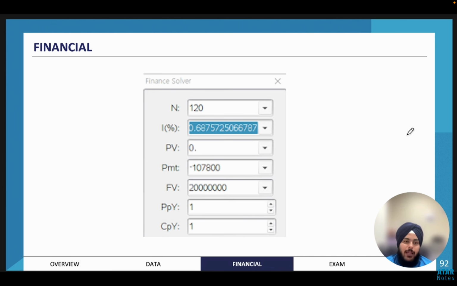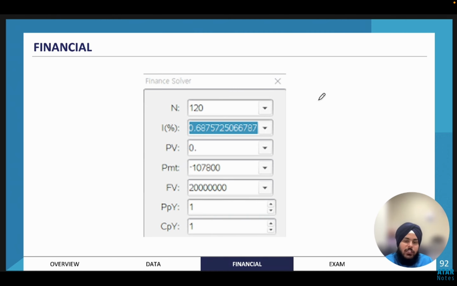So here is what the finance solver might look like. If you haven't seen this before, which I doubt, you will have N. N represents the number of periods. So if you're looking at a 2-year investment compounding monthly, it would be 2 times 12. That's how many periods the interest is compounded overall throughout the term of the loan. The interest is the annual interest rate. The PV is the principal value: if it's a loan, how much you've borrowed from the bank; if it's an investment, how much you've given to the bank, or what you're starting off with.